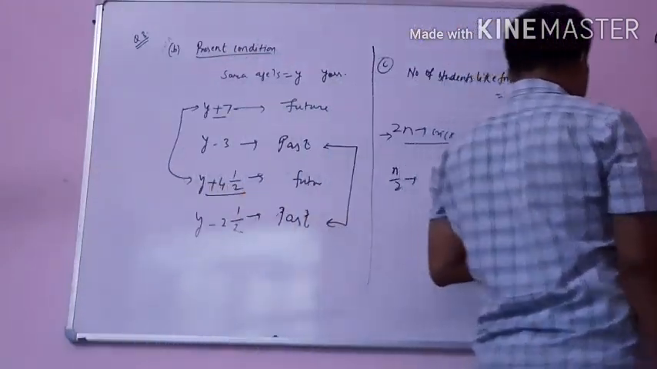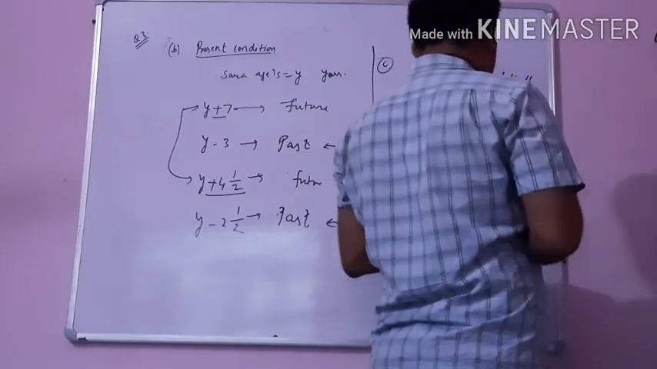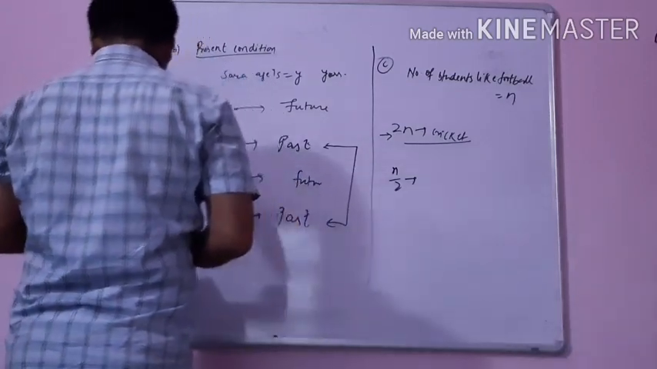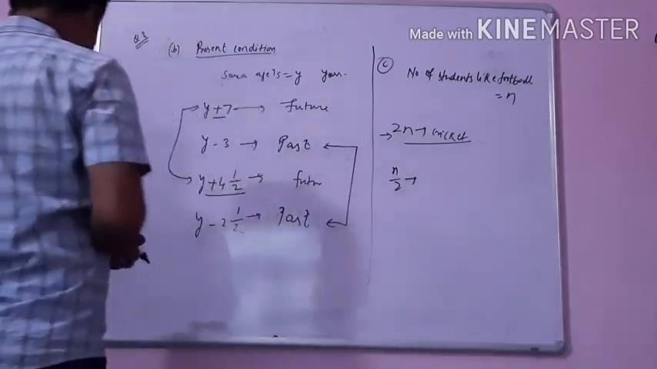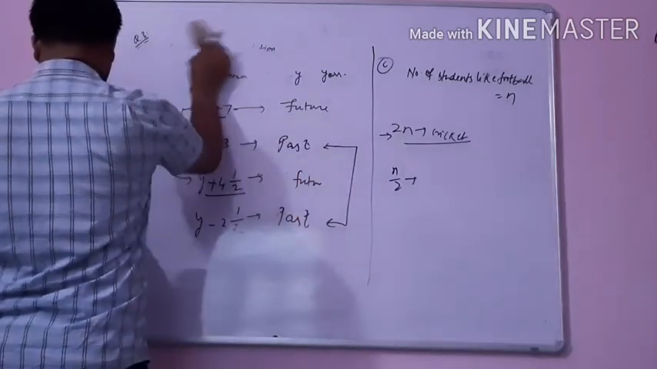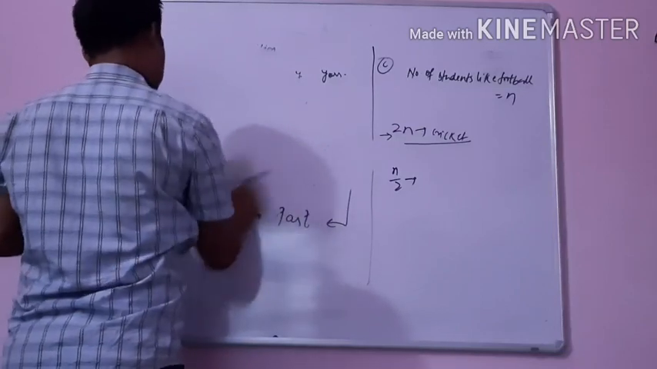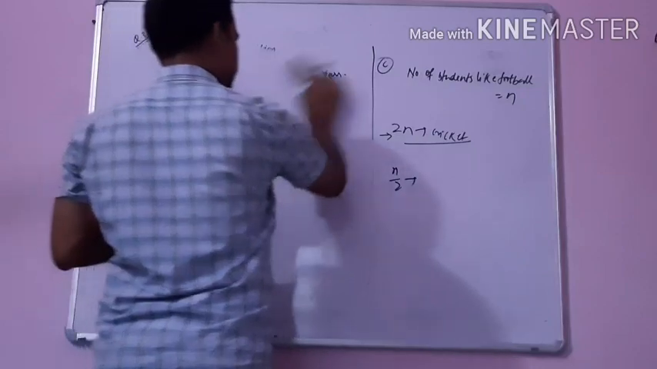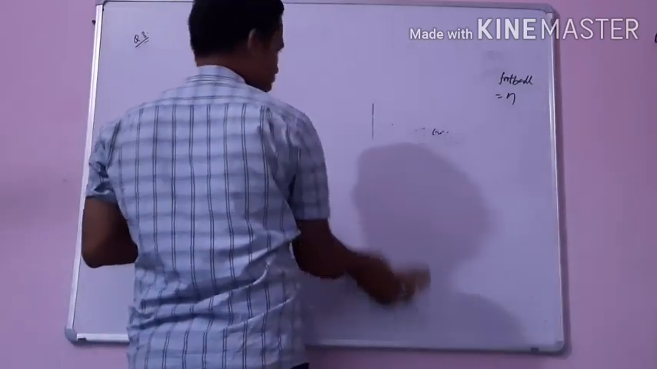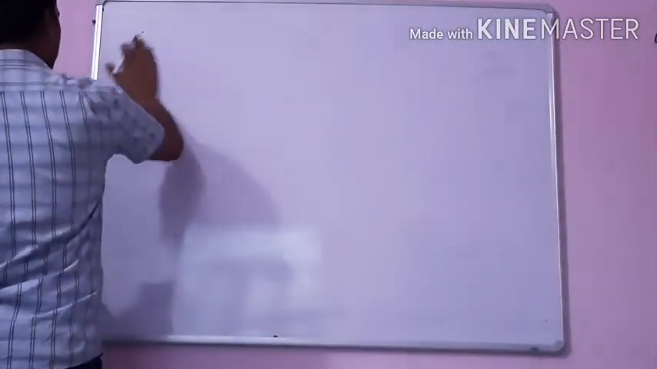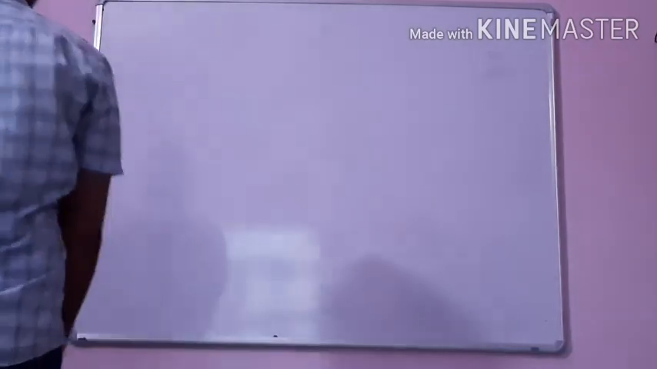So in this manner we have completed exercise 11.4. Now we will move to the next topic. Till now in this chapter we have studied what a variable is and what a constant is. We have studied how to represent a given statement as an equation and how to write an equation as a statement.